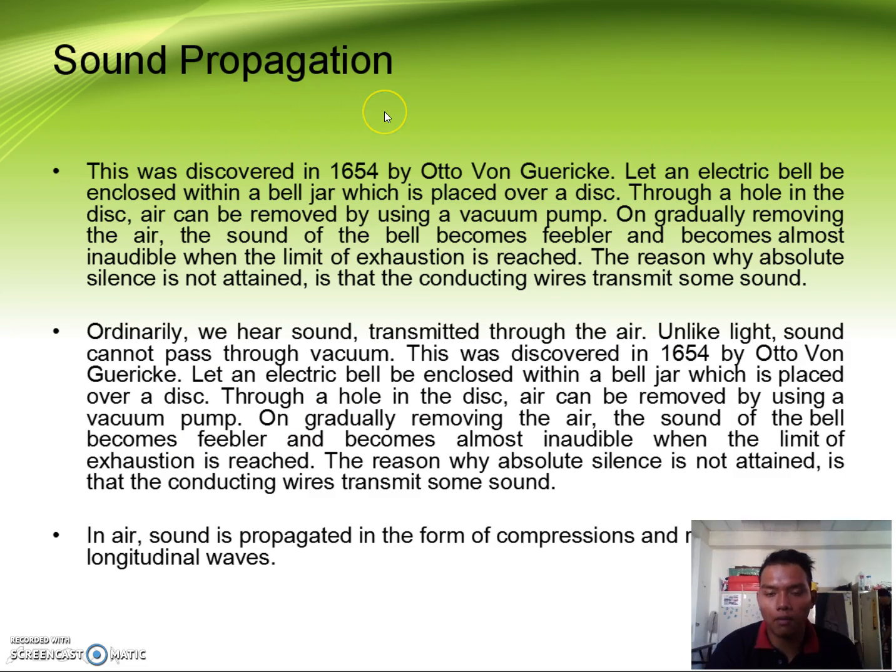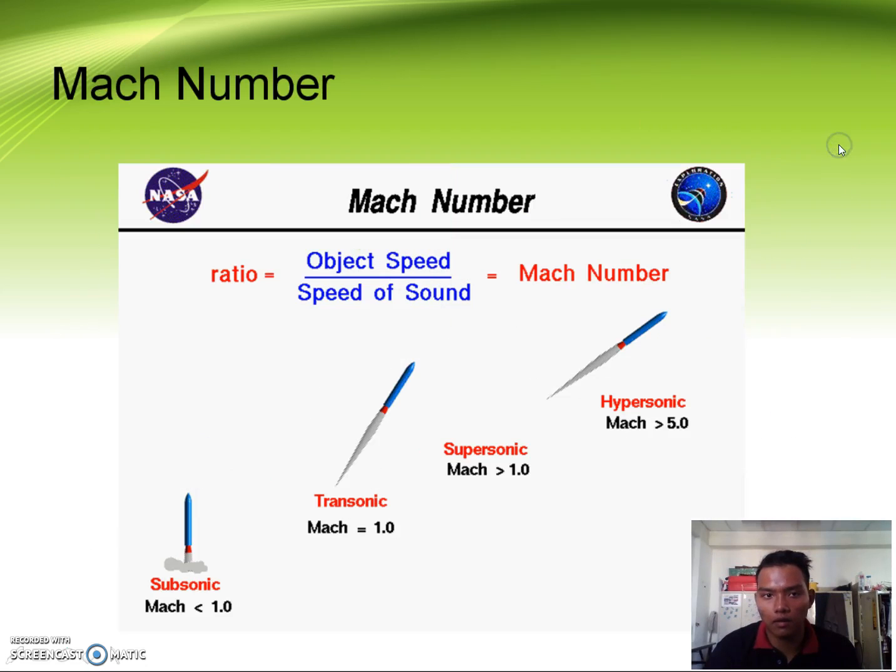Sound propagation was discovered in 1654 by Otto van Guericke. Let an electric bell be enclosed within a bell jar which is placed over a disc. Through a hole in the disc, air can be removed by using a vacuum pump. This is the application of sound propagation.